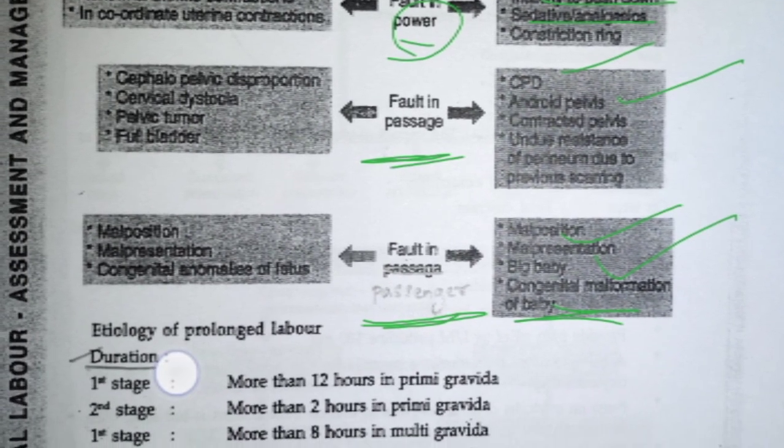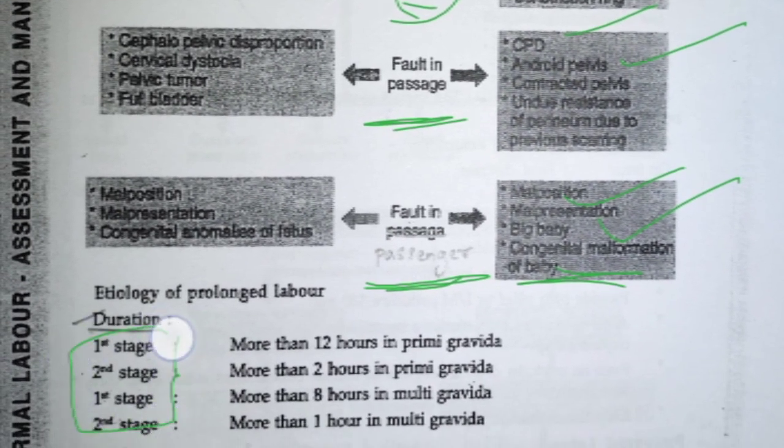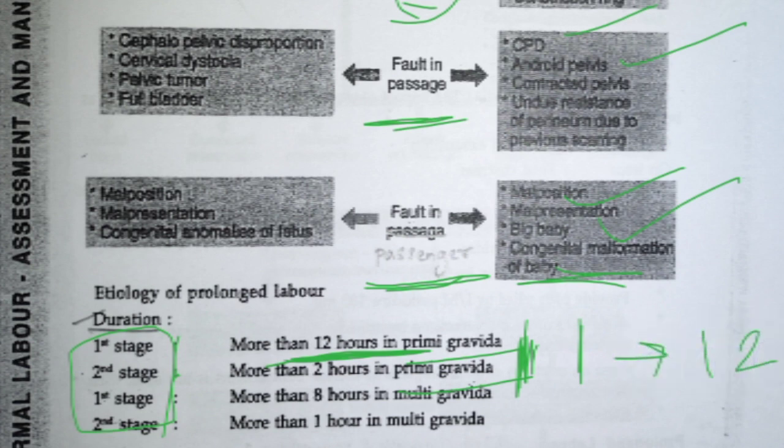And next, based on the duration, we can find whether the labor is a normal delivery or a prolonged delivery. If this is the woman's first delivery, that is primigravida, then the first stage should occur within 12 hours. For example, at 1 o'clock the woman got her labor pain. Within the next 12 hours, the first stage should get completed. That is, the crowning should be done. The baby's head should be visible within the next 12 hours.